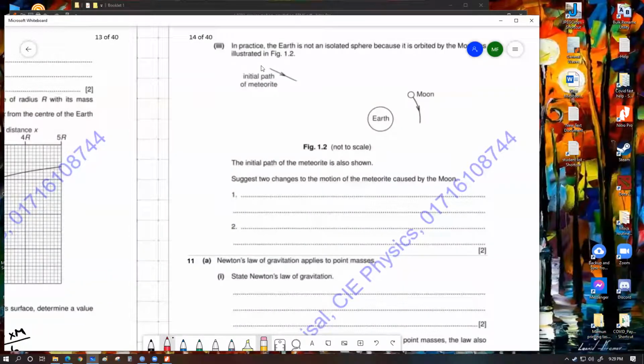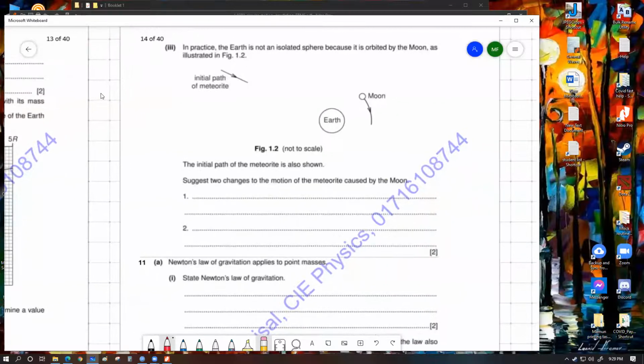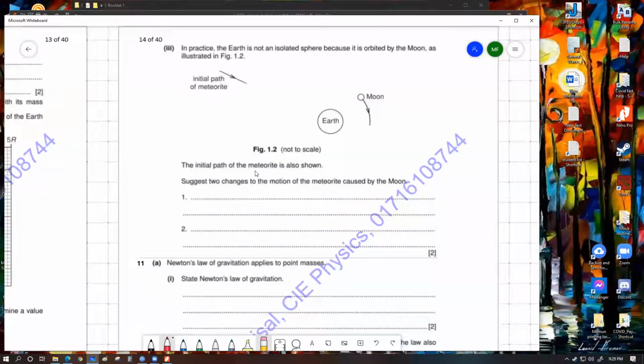Number 3. In practice, the Earth is not an isolated sphere because it is orbited by the moon, as illustrated in figure 1.2. The initial path of the meteorite is also shown. So the meteorite is coming this way, Earth is here, moon is here. So there are two changes to the motion of the meteorite caused by the moon. What are the two likely changes?